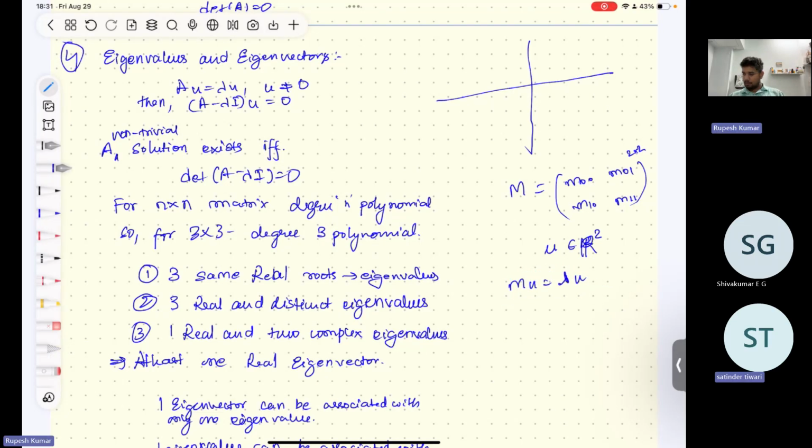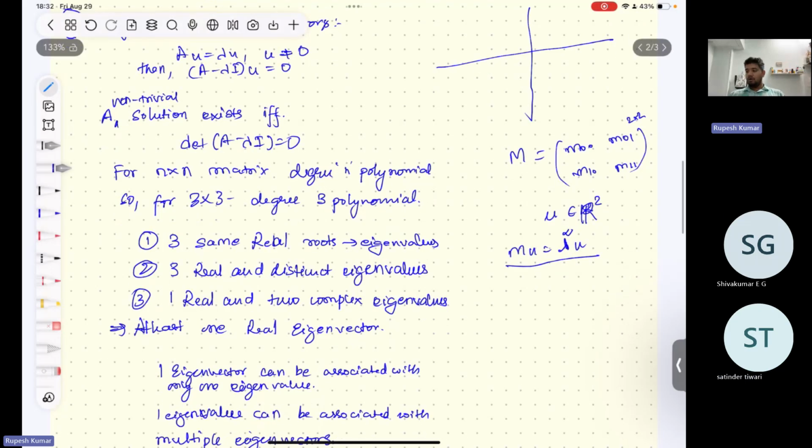Anyone? That vector has been scaled. It has landed on the same line. U has been scaled, or maybe shrunk, whatever, depending upon the value of lambda. Now, have we seen any operation like this? Any kind of matrix that does this kind of mapping, U to lambda U?